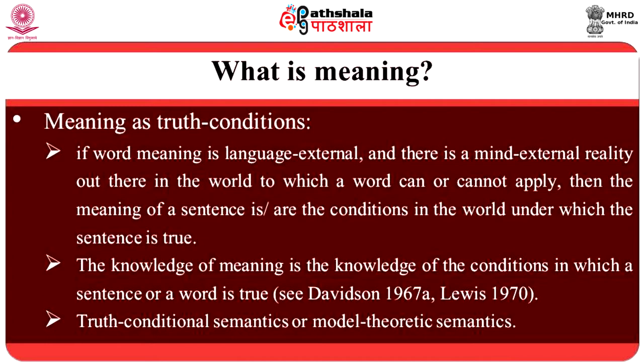The knowledge of meaning is the knowledge of the conditions in which a sentence or a word is true. This is called truth conditional semantics or model theoretic semantics. The central idea of this theory is that knowing the meaning of a sentence is knowing its truth conditions. This idea is common to other variants of semantic theory, such as possible world semantics and situation semantics.